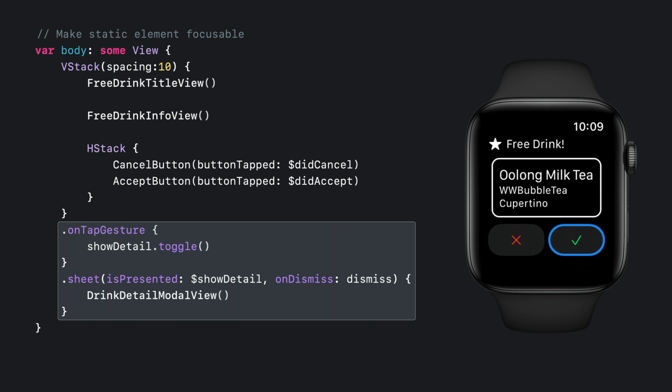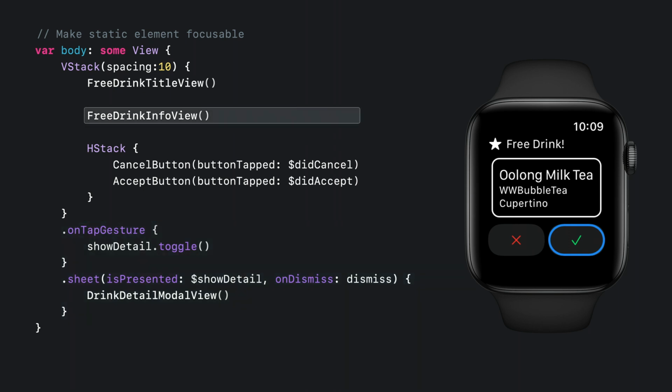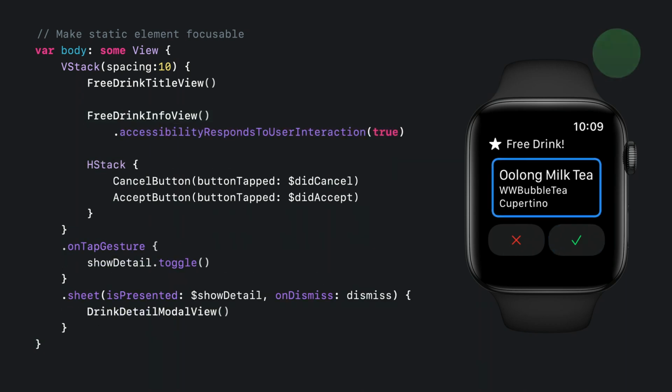So how would the user know that they can tap on the view to show the drink detail view? To provide a better user experience, I would like to highlight the drink information text element to show that it is interactable and a tap can be performed. This can be done by setting true to the accessibility responds to user interaction modifier. After applying the modifier, we now have 3 focusable elements in this view: the drink information text, accept, and cancel button elements.